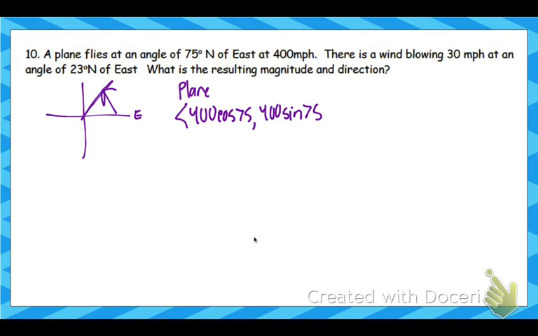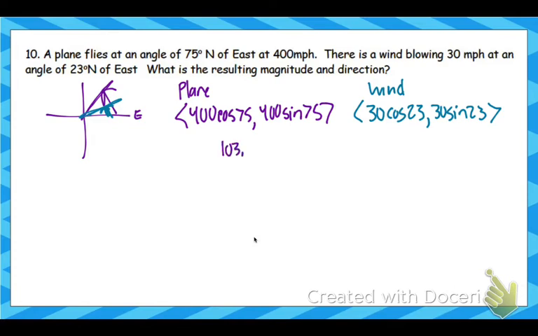Now, same thing with the wind. Okay, my wind is 23 degrees north of east. Well, that is going to be a normal 23-degree angle. So our wind would be 30 cosine of 23 and 30 sine 23. So now I'm going to go ahead and find what those component forms are. So I've got 400 cosine 75, which is 103.53 for the x component, 386.37 for the y component.